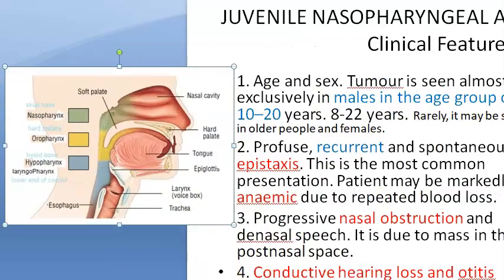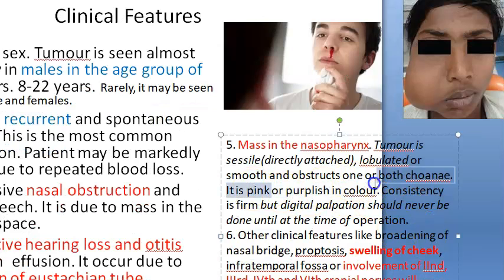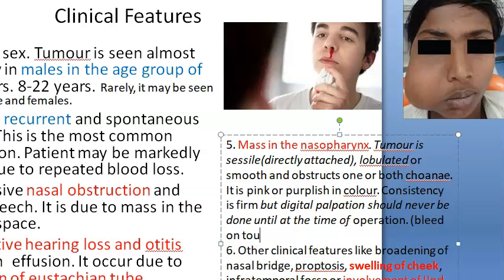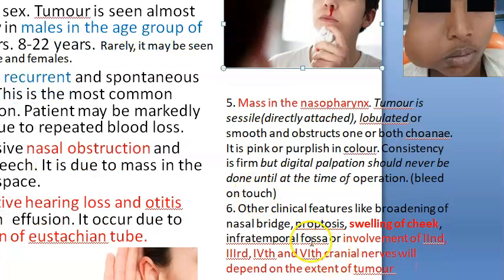What else are they saying here? It is pink or purplish in color. Consistency is firm, but digital palpation should never be done because it will bleed on touch, isn't it? So you should not touch it. You should not palpate it. It bleeds on touch because it's an angiofibroma, something to do with the blood vessels. Okay, let's move on. That's why this guy is having so much nosebleed, isn't it?